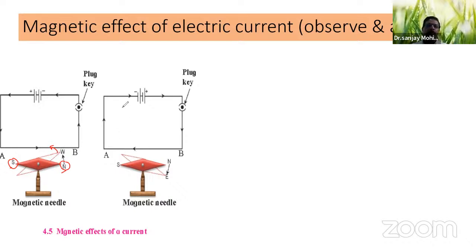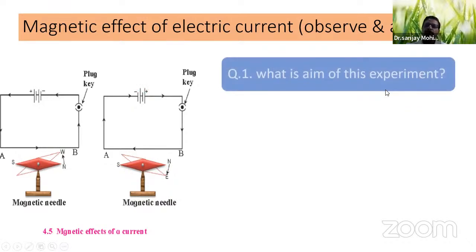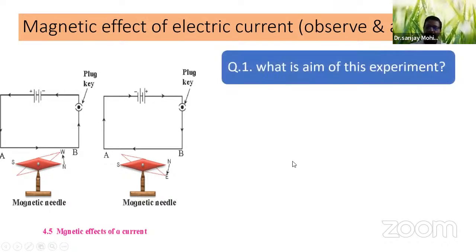And in the other diagram, you can see the change in the deflection also takes place, and you can see the direction of the current also changes. So it indicates that when the direction of the current changes, the magnetic field also changes. So what questions may be asked in this type of experiment? Let us move to which variety of questions are going to be asked in this experiment.